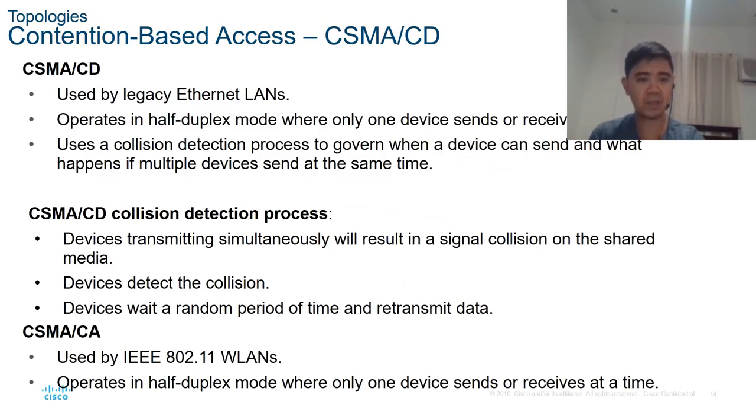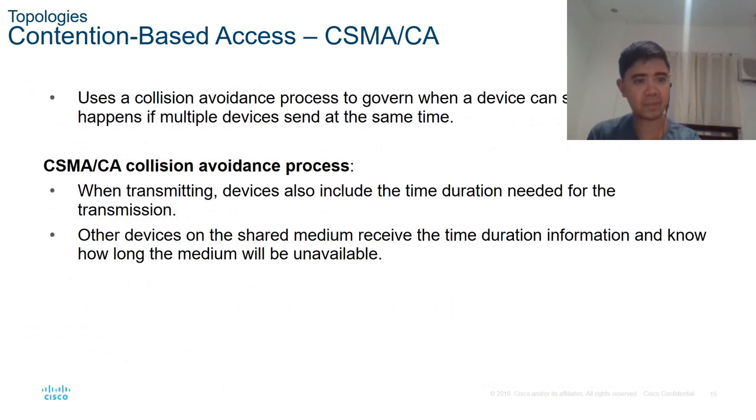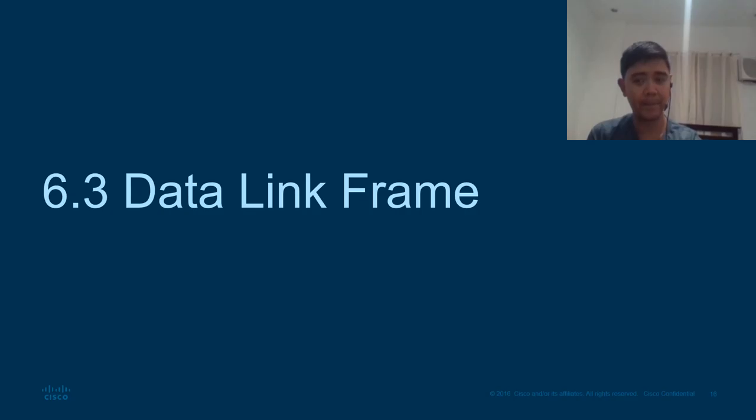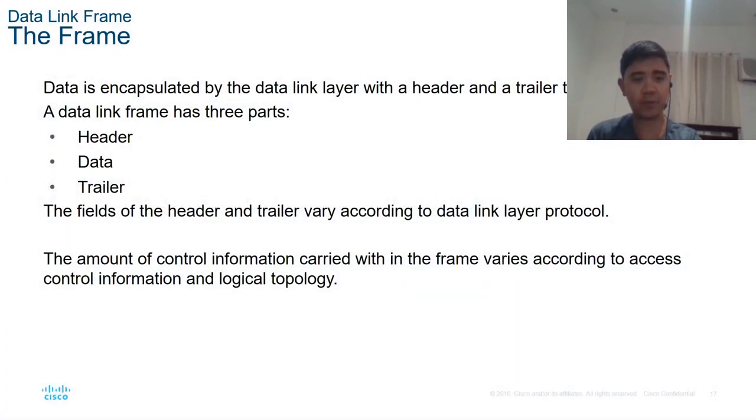So again, Ethernet is contention based. It has a means to manage collision, the CSMA/CD. It uses a collision detection process. During our live session, I will discuss this further. For this CSMA/CD, I have a YouTube video with an animation for you to have a clear picture of how CSMA/CD works. For wireless, we have CSMA/CA. And then, the format for the frame.